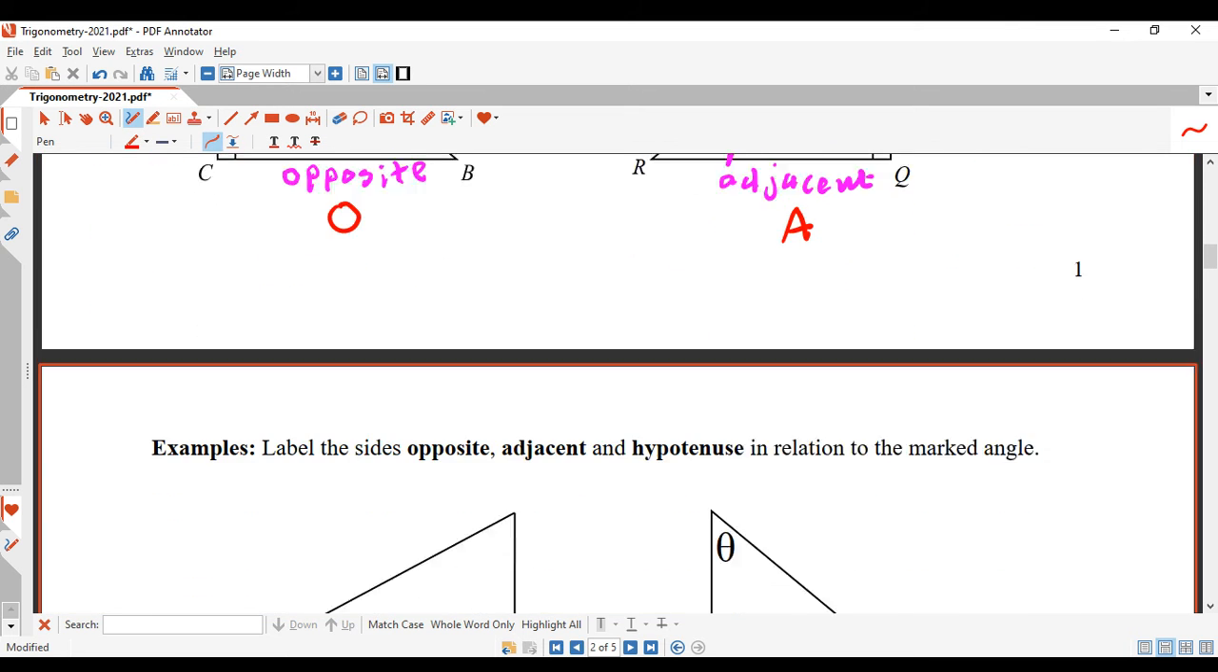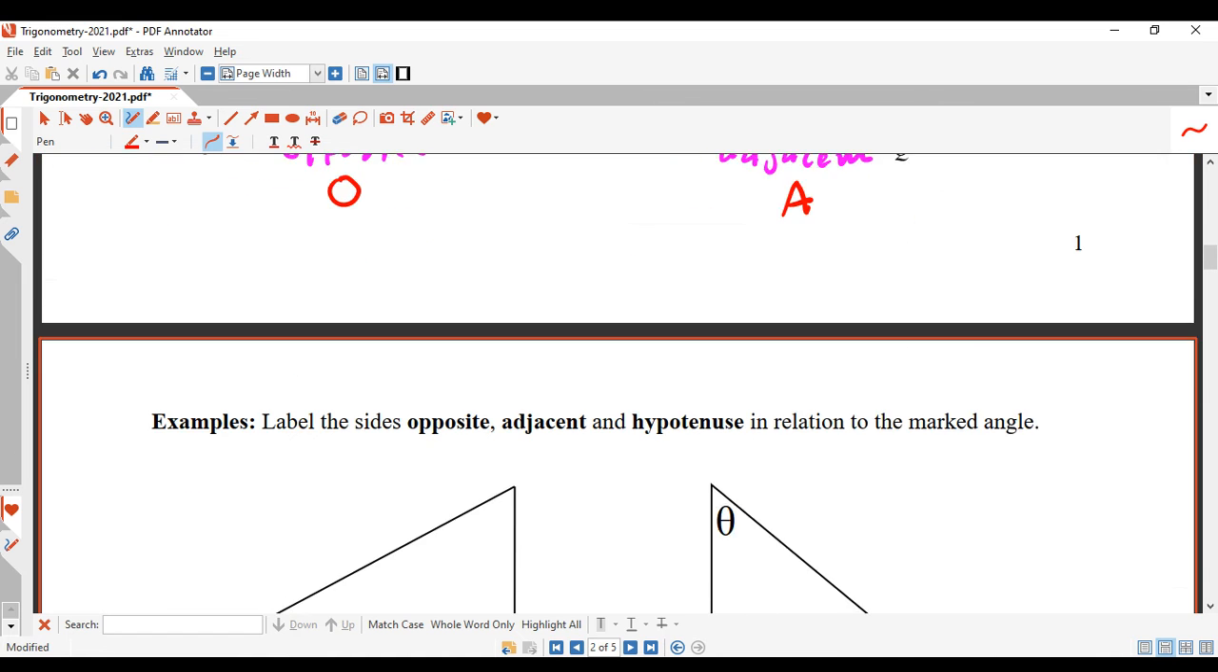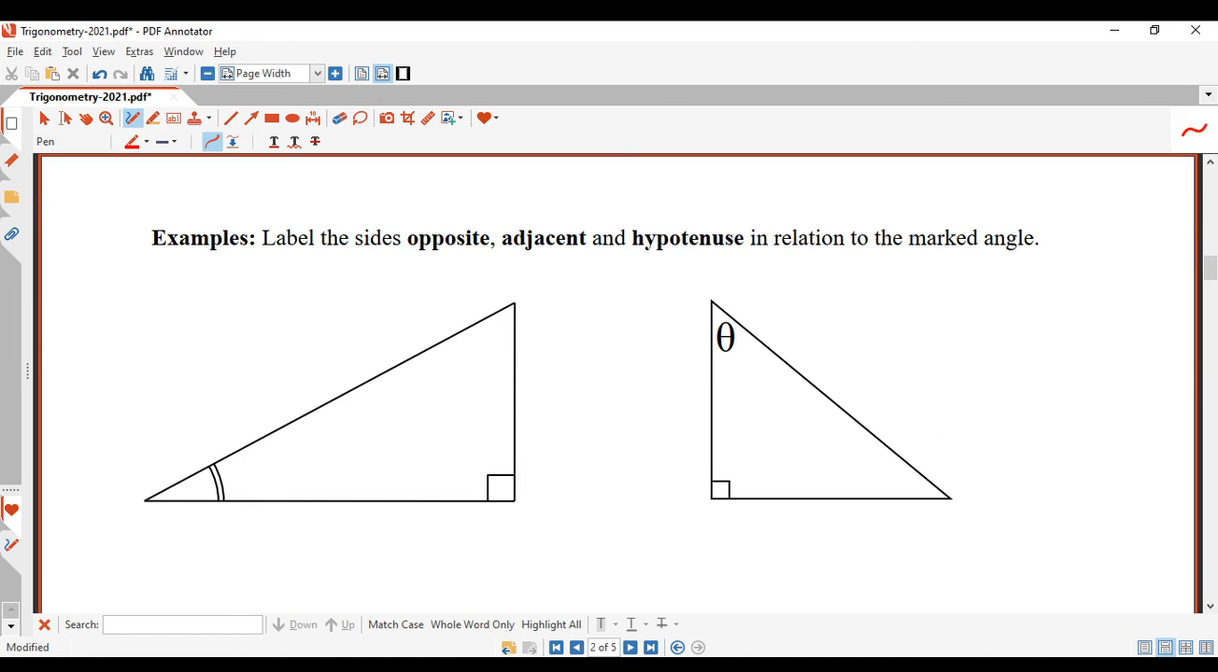All right, so let's make sure that's copied down. Let's come down to our first question. Now it says, label the sides opposite, adjacent, and hypotenuse in relation to the marked angle. So if you look at the first triangle, the marked angle is here, right? So they'll mark it with an arc or a symbol. So we're going to start off with the easy one. The easy one is the hypotenuse. Now that's the side opposite the right angle. Here we go. So here I'm going to label that H for hypotenuse.